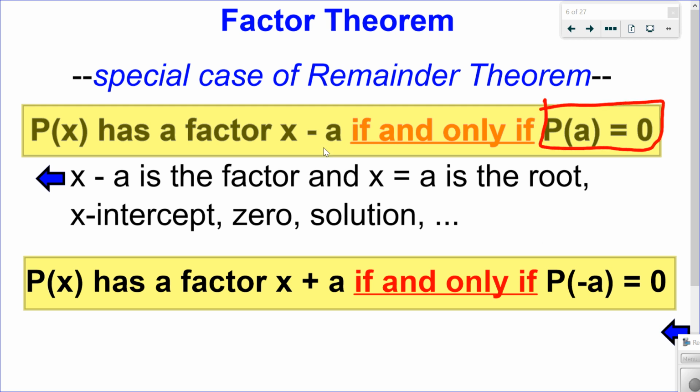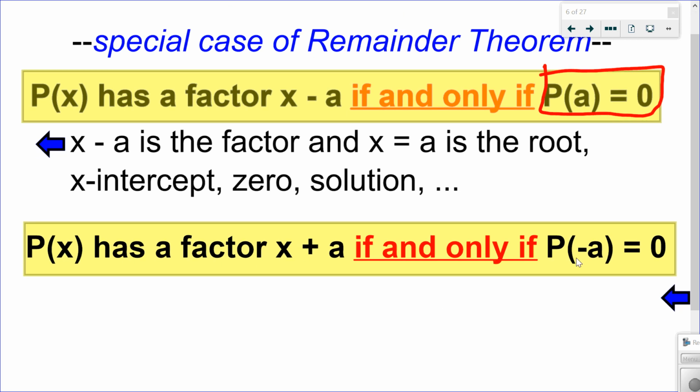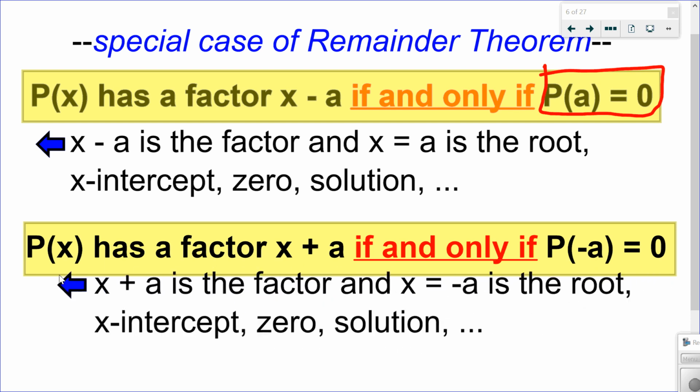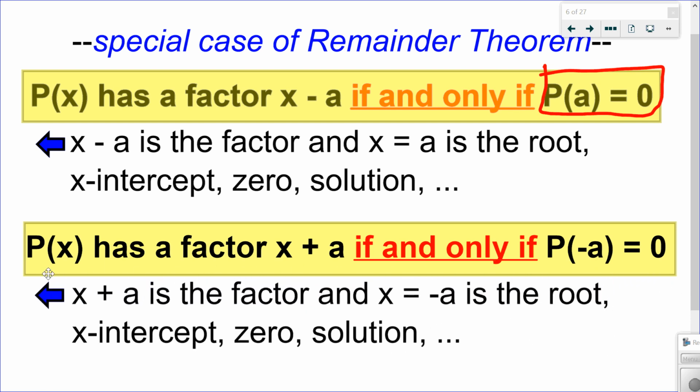Now, similarly, if your binomial is plus, it's just the opposite. So if p of x has a factor of x plus a, that's only true if the value of the polynomial for negative a is equal to 0. So negative a is the root, the x-intercept, the 0, the solution, etc. And for it to be a factor, the value of your polynomial at negative a has to be 0. So really just remember that factors and their roots are opposite of one another.